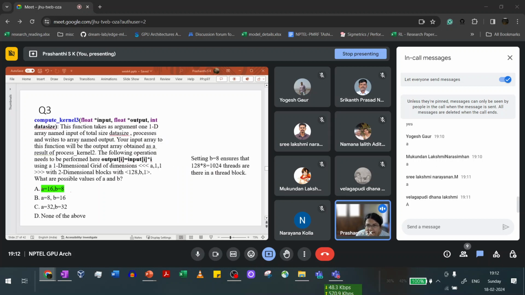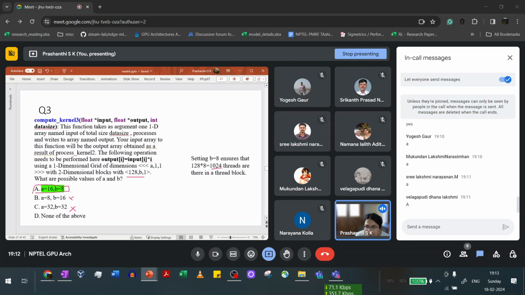So why is it A? Now here you are given 128 comma B comma 1. Going back to the same constraint, 128 into B should be less than or equal to 1024. If you do 1024 by 128, you will notice that 8 is the maximum value that B can have. So this gives you a quick way to eliminate both of these. So you don't need to check this at all, and you are left with only A.